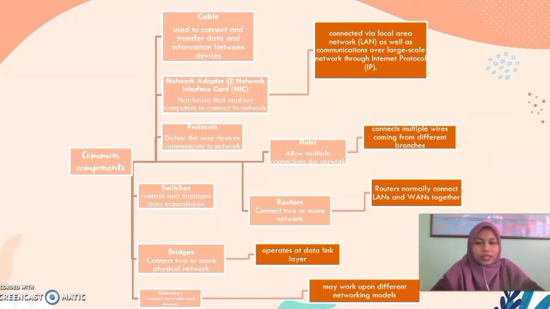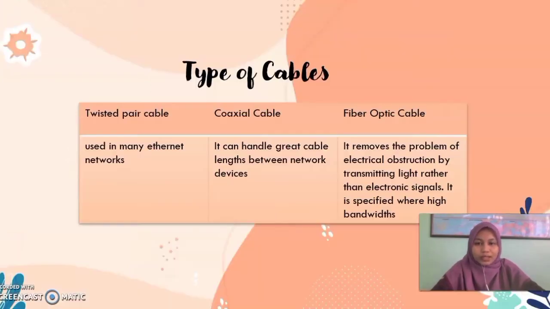Alright, so we go to our next slide, which is types of cable. Like I said before, cable has many types, and I chose three types of cable to compare and show to you guys. Firstly is twisted pair cable, which is used in many internet networks. The second one is coaxial cable. It can handle greater cable length between network devices, which is better than twisted pair cable.